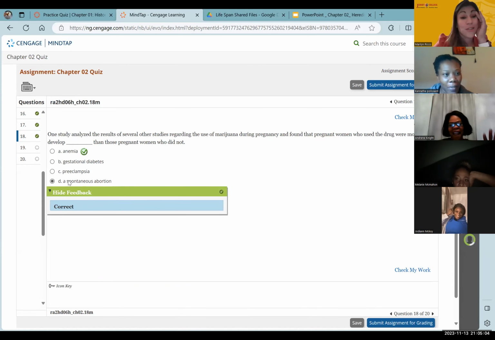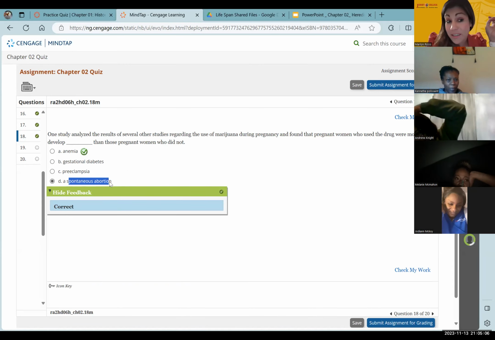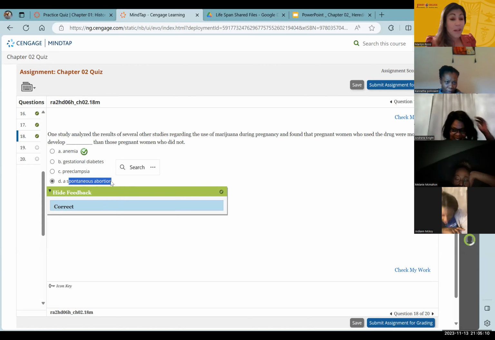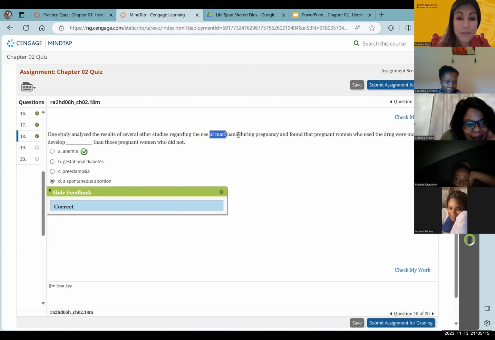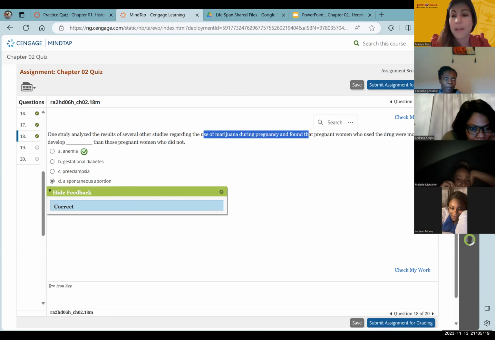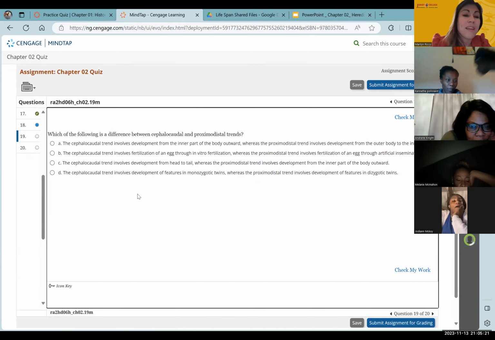So keep in mind, there will be trick questions like this, right? Spontaneous abortion. Abortion is when you choose to go have an abortion, right? So it's not by this. This is not a choice. This is happening. They're having the baby. Oh. Okay.